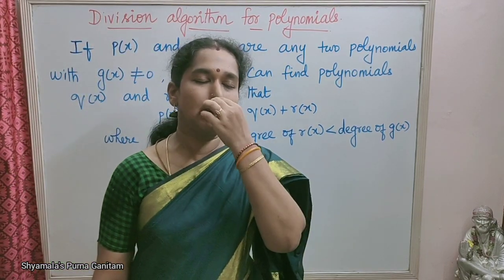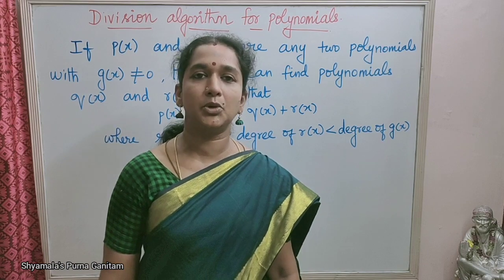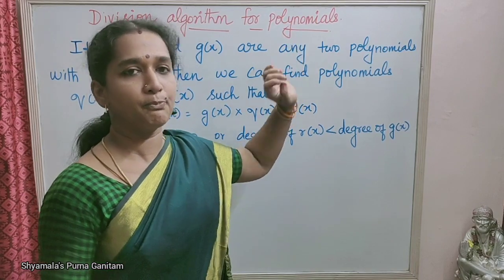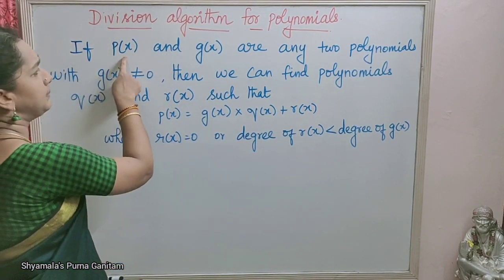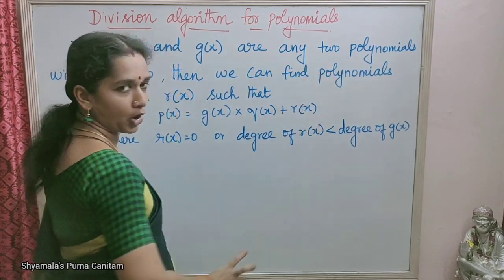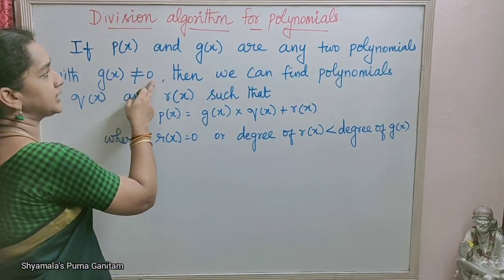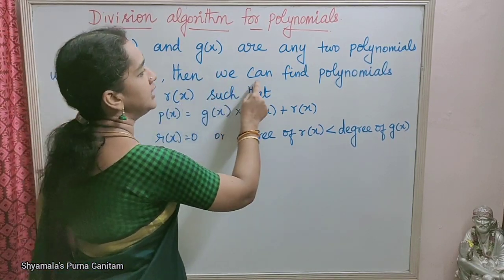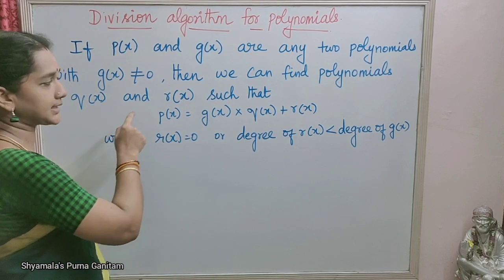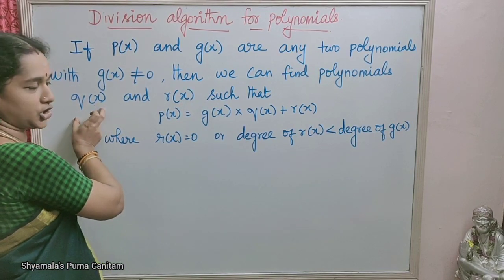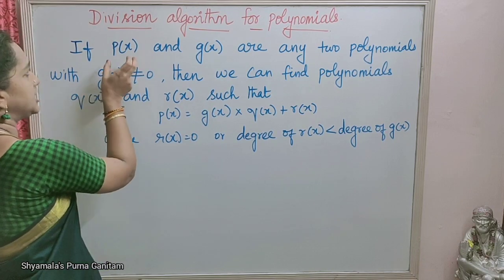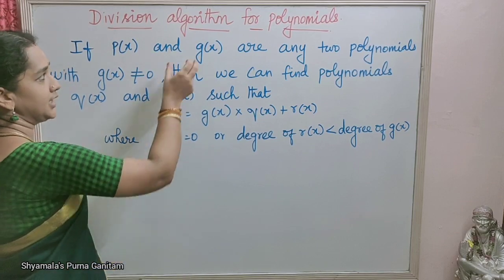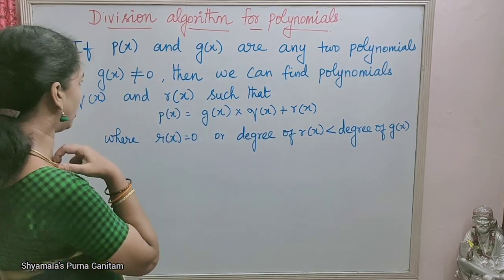So this is nothing but what we learned in the lower classes: dividend is equal to divisor into quotient plus remainder. That one they wrote in the form of polynomials. If p of x and g of x are any two polynomials, with g of x not equal to 0, so this g of x should not be equal to 0, then we can find polynomials q of x and r of x. This is the quotient and this is the remainder. Here p of x is the dividend and g of x is the divisor, and the divisor should not be equal to 0.